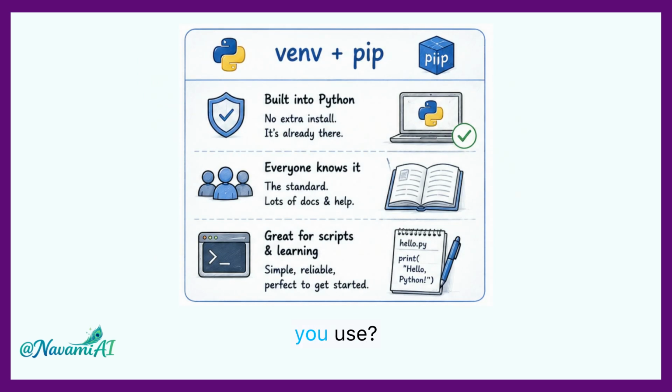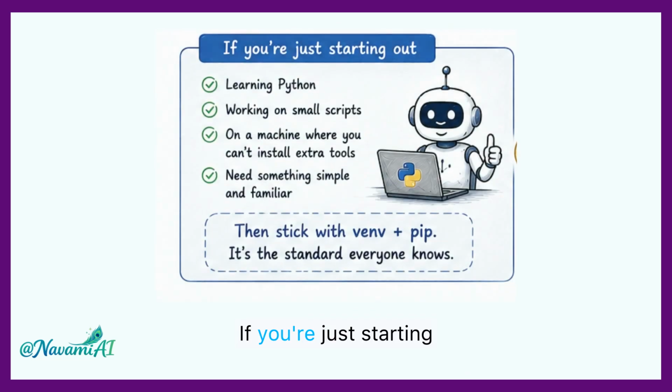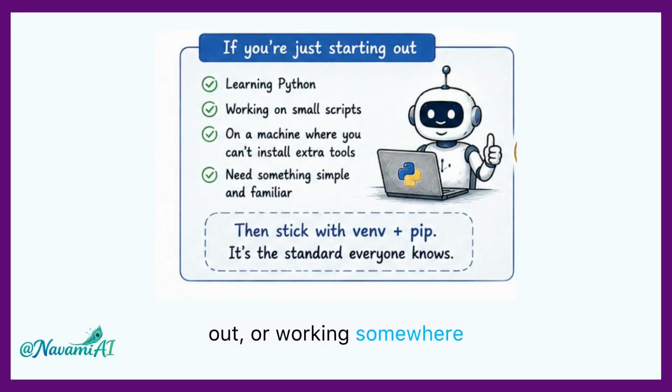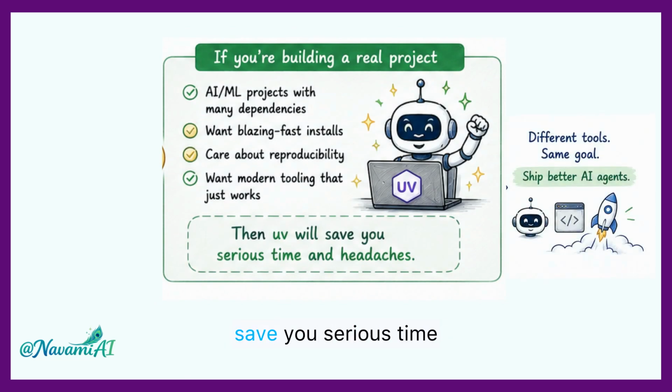So which one should you use? venv plus pip: built into Python, everyone knows it, great for scripts and learning. uv: extra install but tiny. Newer, growing fast, great for real projects. So which do you pick? If you're just starting out or working somewhere you can't install extra tools, then stick with venv and pip. It's the standard everyone knows. But if you're building a real AI agent project with a bunch of dependencies, uv will save you serious time and headaches.